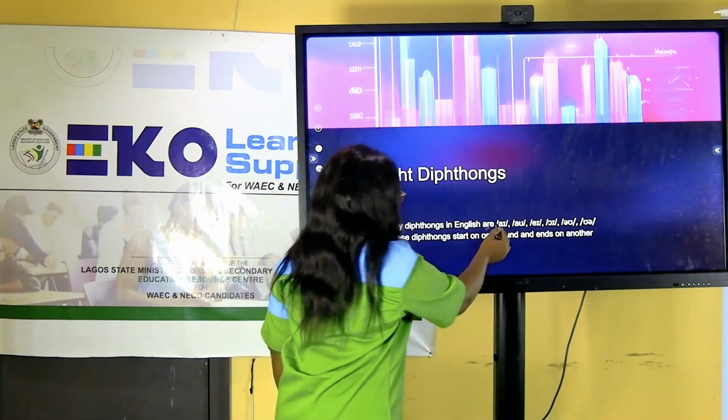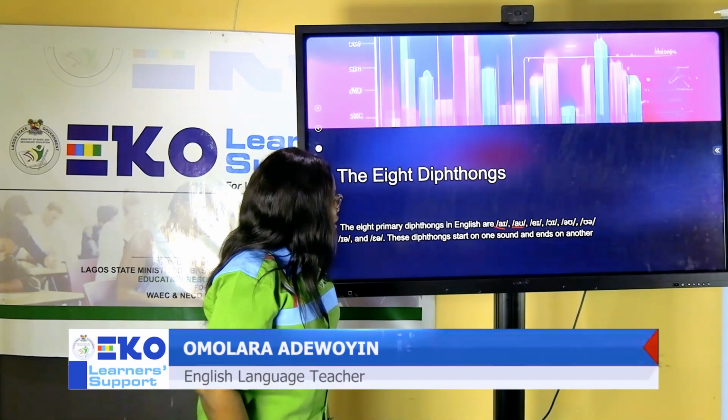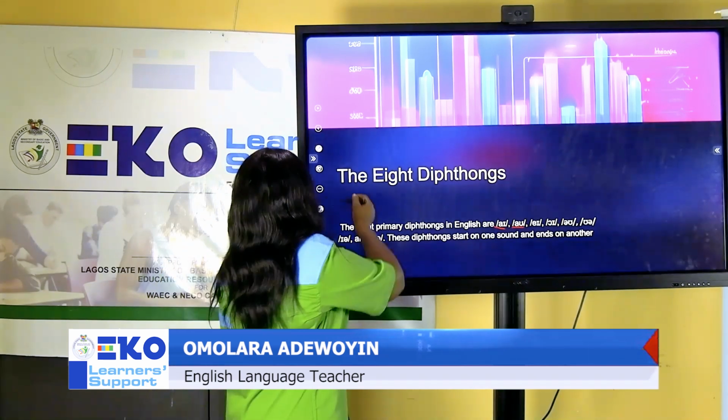The first one, the second, ow. The third, a. The fourth, oi. The fifth, o. The sixth, o. The seventh, ear. And the eighth, air. These diphthongs start on one sound and end on another.